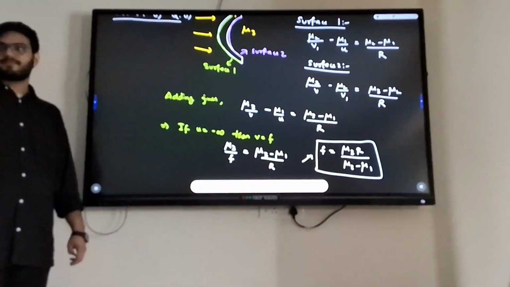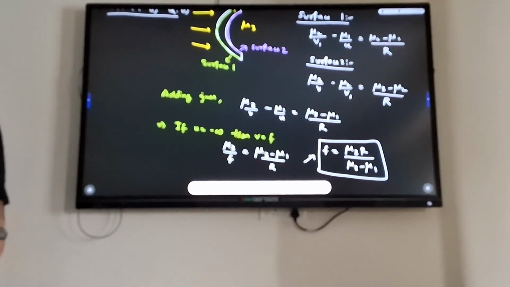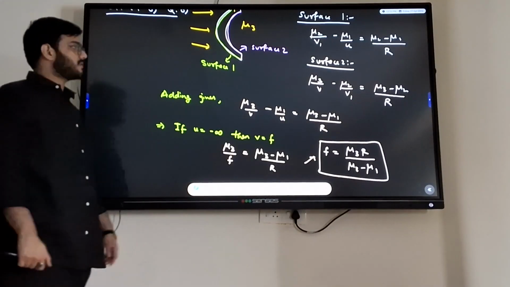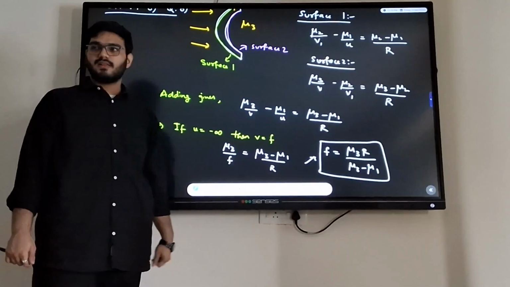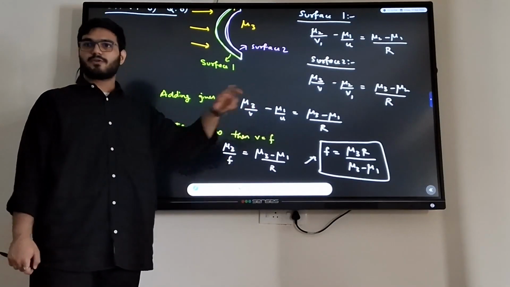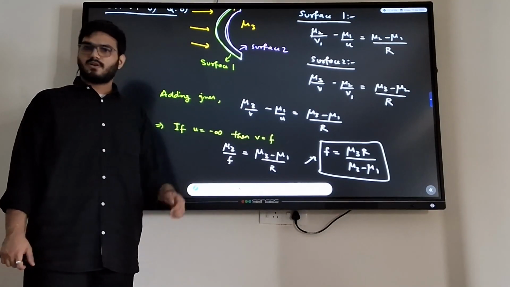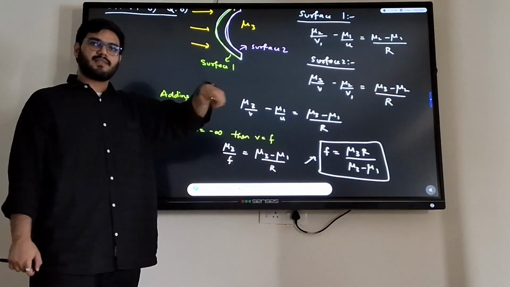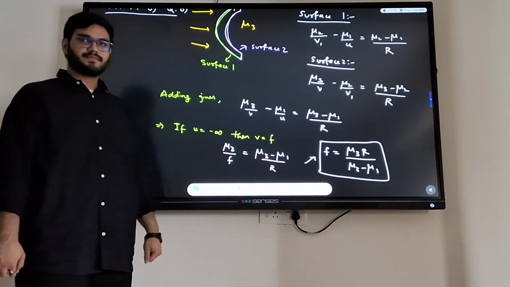And now we are done. So this is what I told you even at the start of the chapter, that if you have two different mediums, then you apply the refraction formula twice. For all the successive boundaries that you have, you keep on applying the formula. Okay?